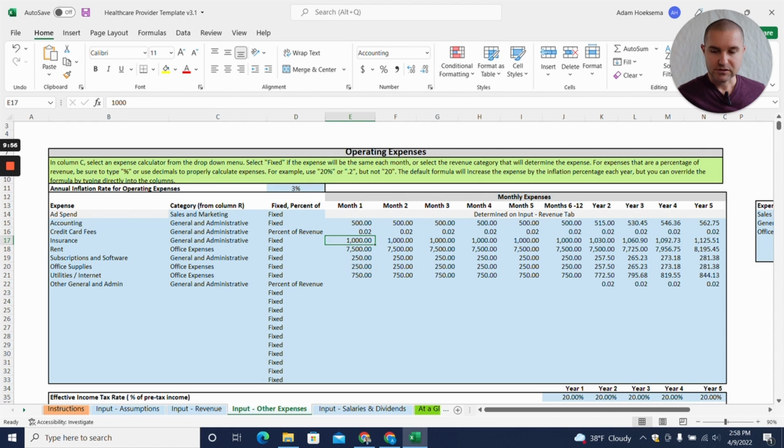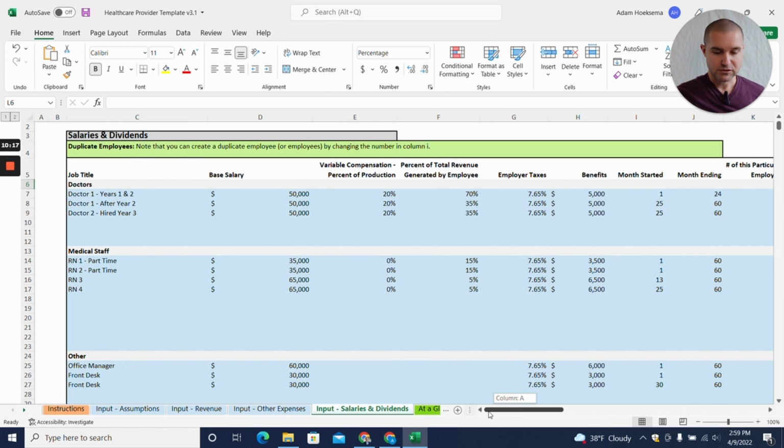You've got your insurance, your rent, and of course, if you have other expenses for your specific plan, because everybody's business is going to be slightly different. So as you are doing your specific planning and have other expenses, you have a lot of slots here that you can enter in additional expenses.